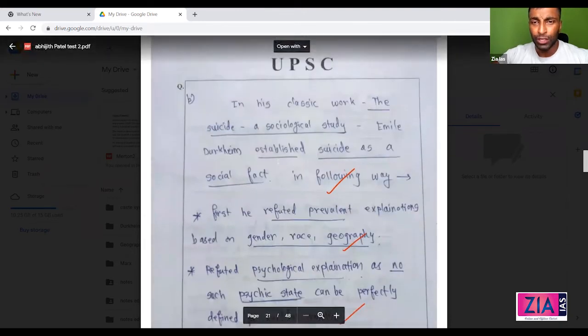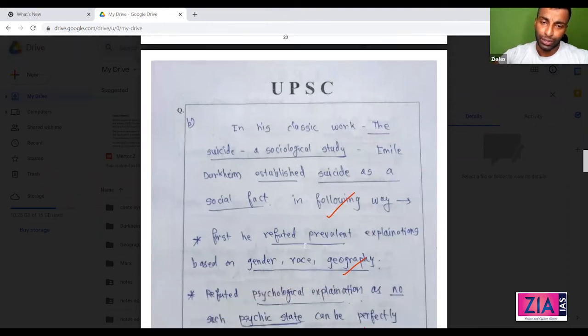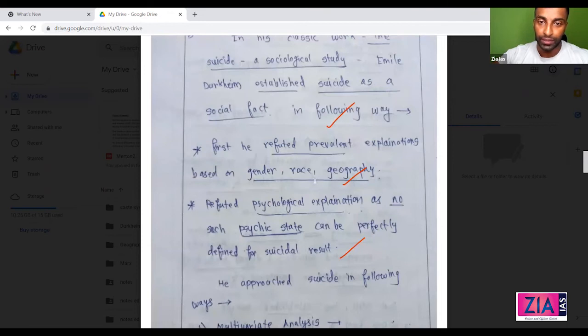Here, more than knowing about social fact, they are interested in the work on suicide. The work that he did on suicide. Okay, sir. So first you mention what is social fact, then tell that suicide is a social fact, and then how he established that suicide is a social fact.